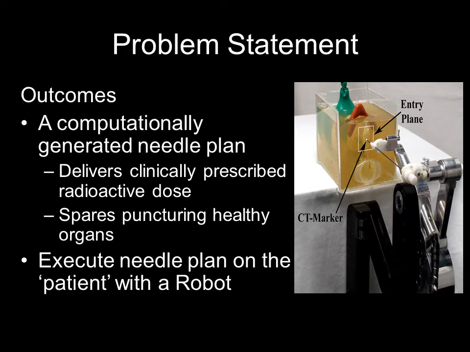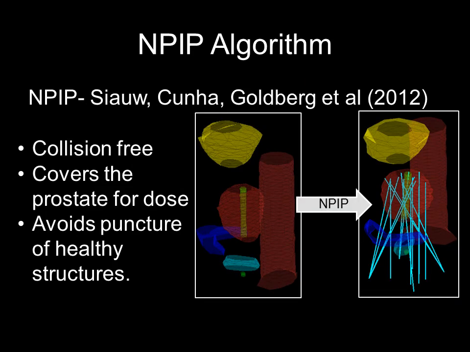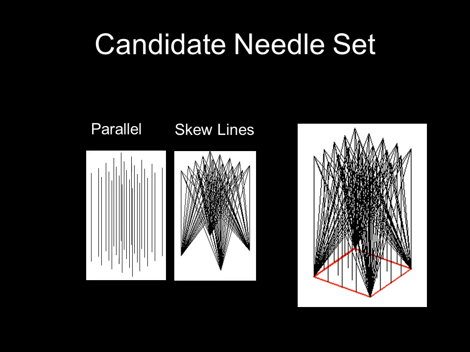And we would execute the plan on the prostate phantom to evaluate the plan and compare the actual results with planned dose distributions. The NPIP algorithm performs the needle configuration computation. Given an anatomy, we need a needle configuration which is collision-free inside the body, covers the prostate densely enough to deliver radiation dose to all of the prostate volume, and finally avoids puncture. Hence, we propose the use of skew lines along with parallel needles.